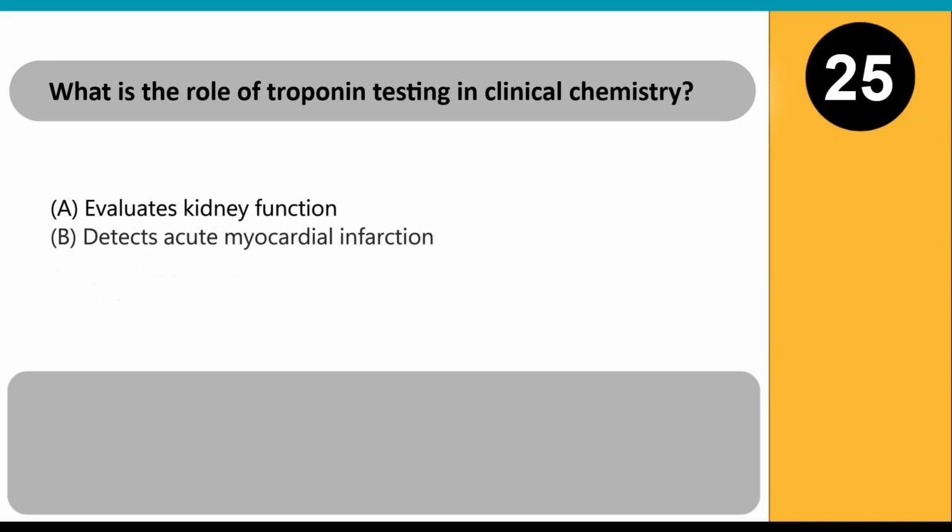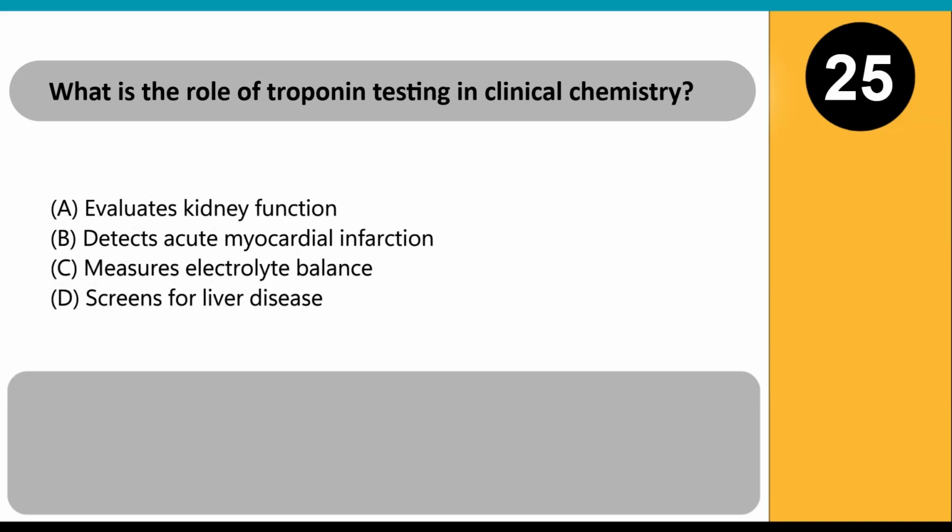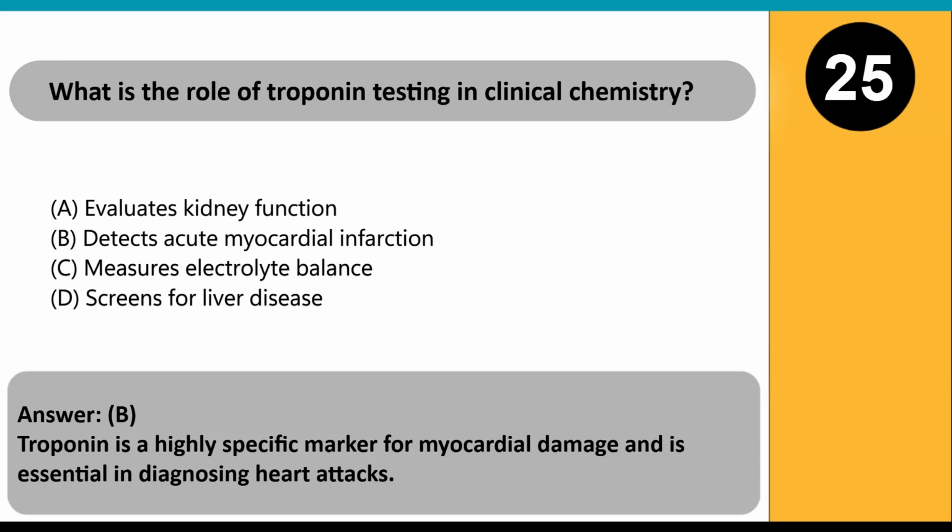What is the role of troponin testing in clinical chemistry? A. Evaluates kidney function. B. Detects acute myocardial infarction. C. Measures electrolyte balance. D. Screens for liver disease. Answer B. Troponin is a highly specific marker for myocardial damage and is essential in diagnosing heart attacks.